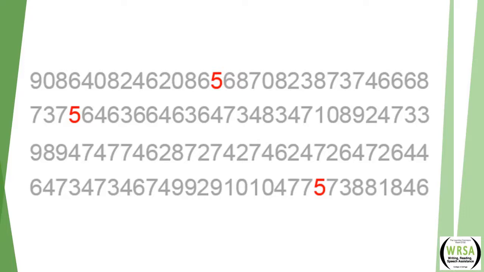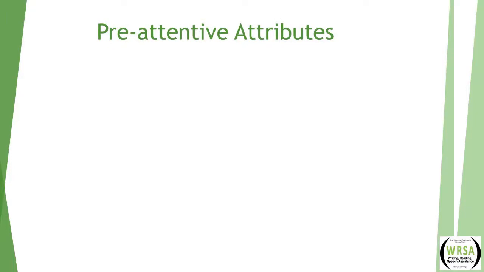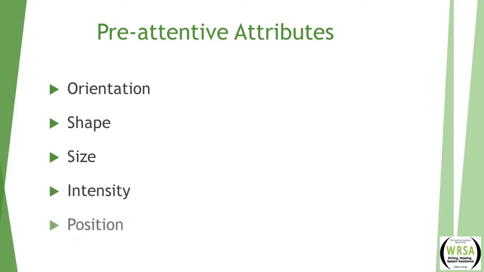Because pre-attentive processing happens quickly, data visualizations also take advantage of shorter attention spans. Other pre-attentive attributes that you may be familiar with include orientation, shape, size, intensity, and spatial position.